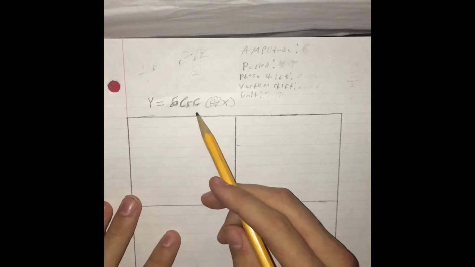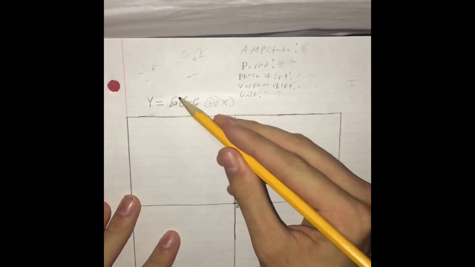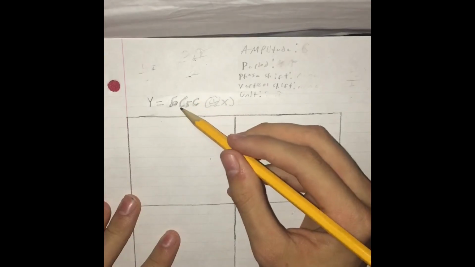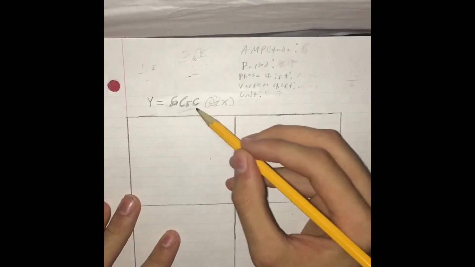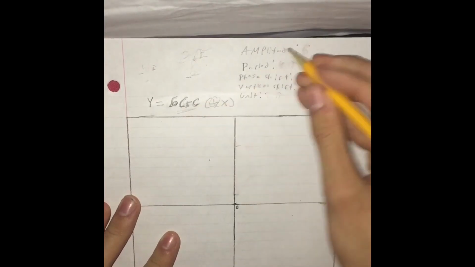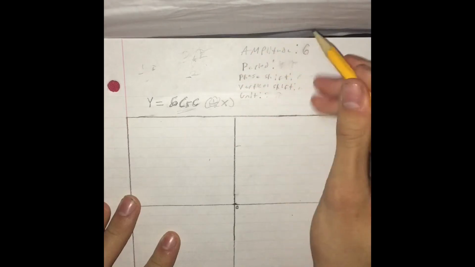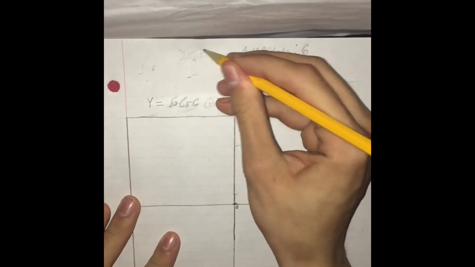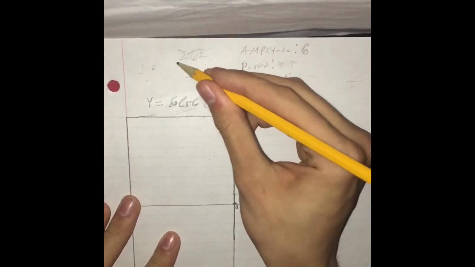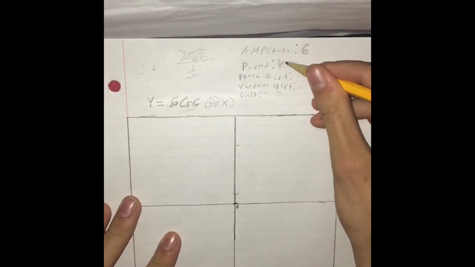Okay, so I will be graphing y equals 6 cosecant 1/2 x. So the amplitude is always a, which is in front of whatever trig function you're going to graph. So for this, it's obviously 6. And then for the period, it's always 2 pi divided by b, which is 1/2. So it's going to end up being 4 pi.